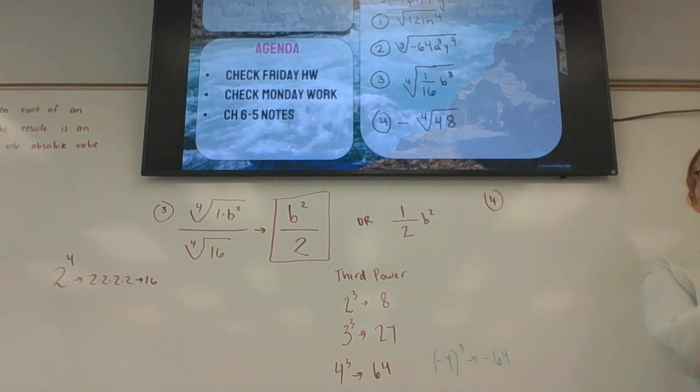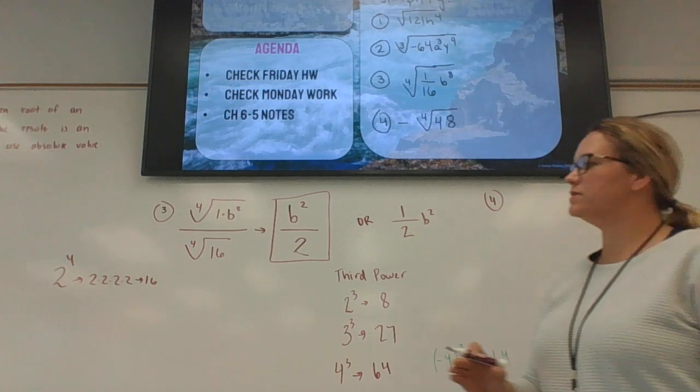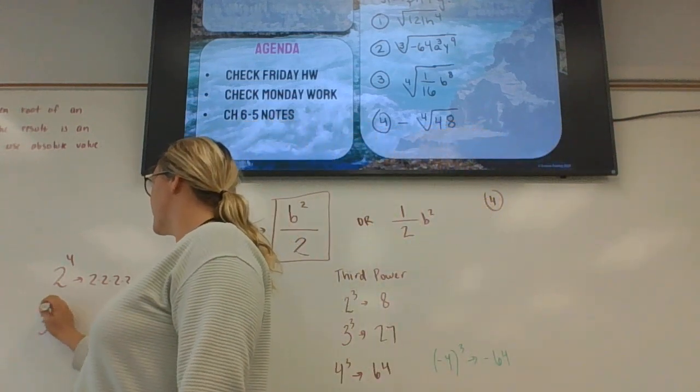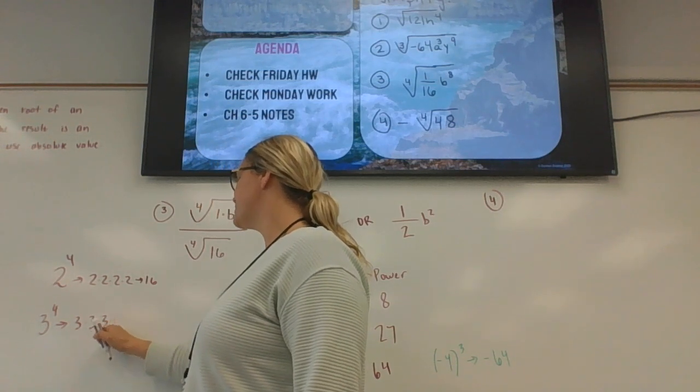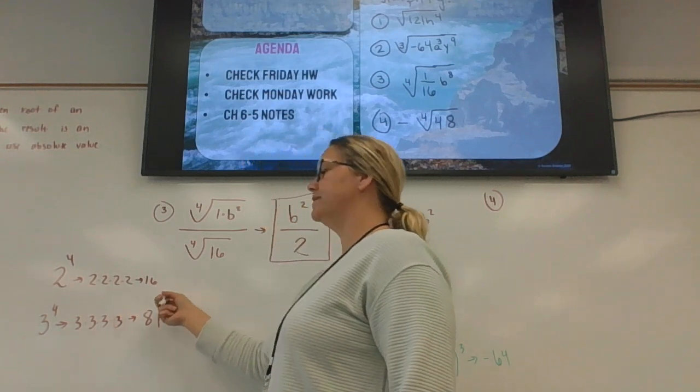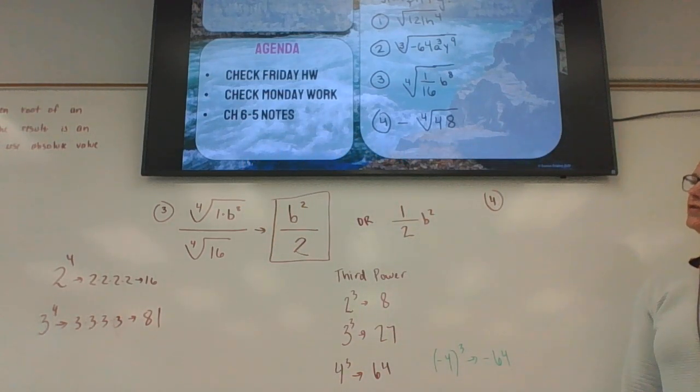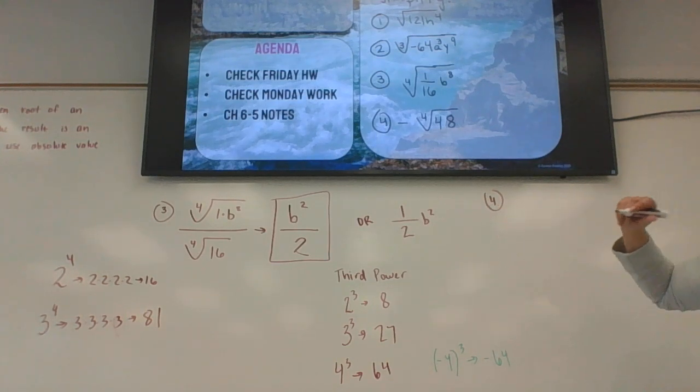All right, so number 4, 48 is not a power of 4. You put it in your calculator, you get a decimal. So you got to think about simplest radical form. So we already know 2 to the 4th is 16. 3 to the 4th is 81. So we're going to try to rewrite 48 using 16 since it's a power of 4. 48 is 16 times 3.